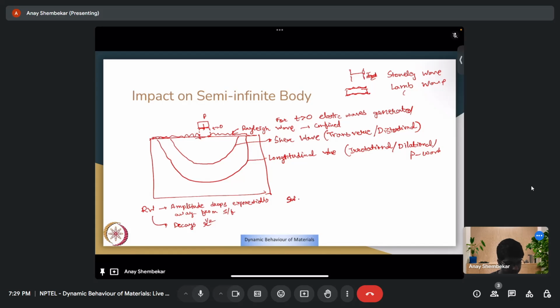For the shear wave, you have decay as r raised to minus 2 at the surface, which is the same for the longitudinal wave, and both decay by 1 over r deep inside the medium.